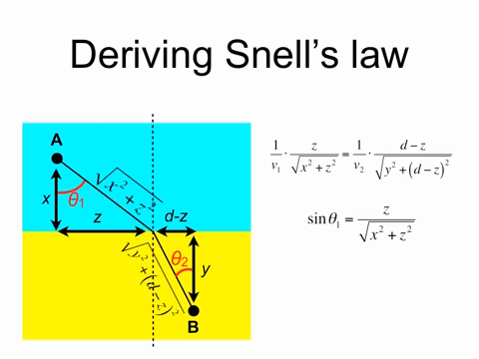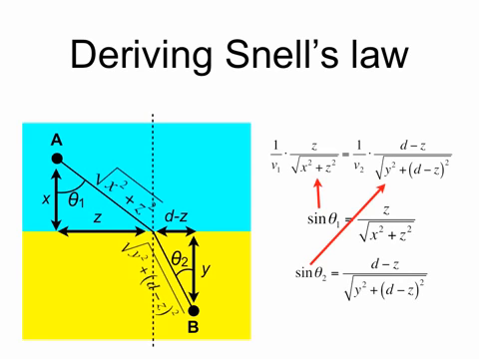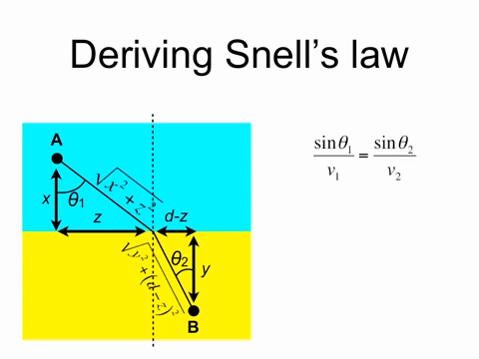And we can draw in those angles again using alternate interior angles, and we can see that the sine of theta 1 in the blue region is equal to the opposite over the hypotenuse, so the sine of theta 1 is z over the square root of x squared plus z squared. And similarly, the sine of theta 2 is equal to the opposite over the hypotenuse, or (d minus z) over the square root of y squared plus (d minus z) squared. And now we can plug in these relations for sine theta 1 and sine theta 2 into the above equation, leaving us with sine theta 1 over v1 equals sine theta 2 over v2.